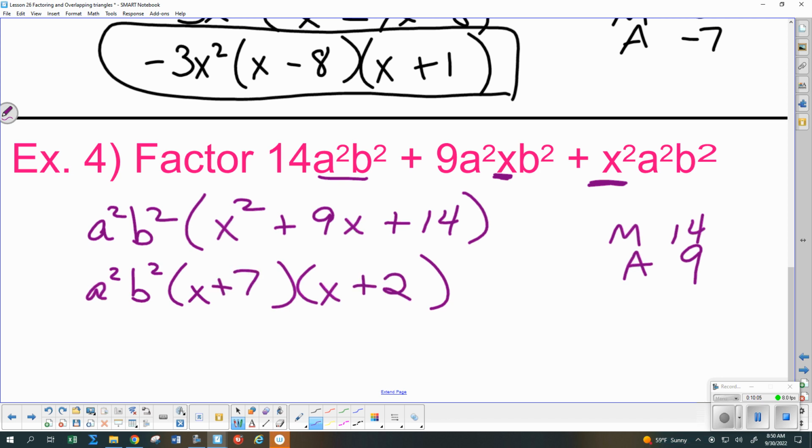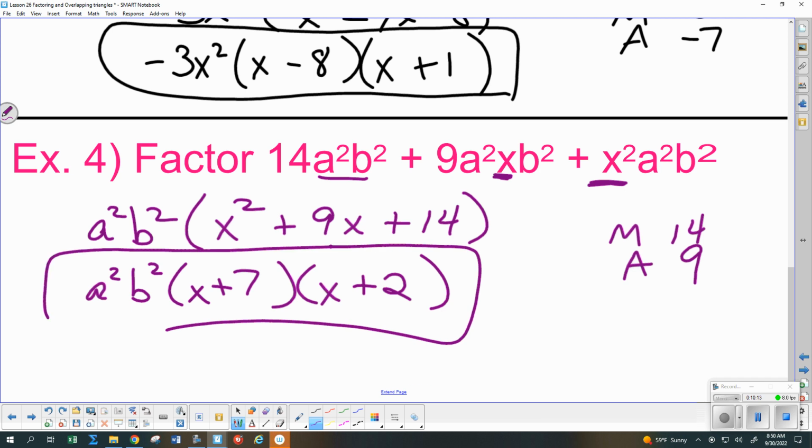Quick mental math FOIL check. X squared plus 2x plus 7x. Yes, that's plus 9x and plus 14. So there is our factoring for example 4. Yes.